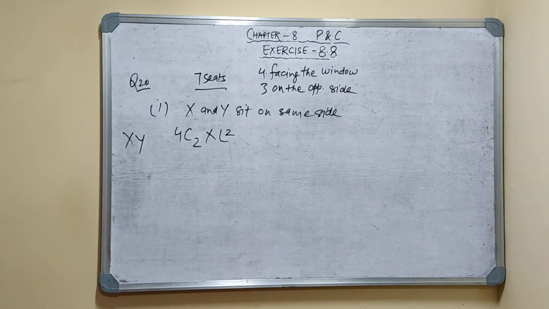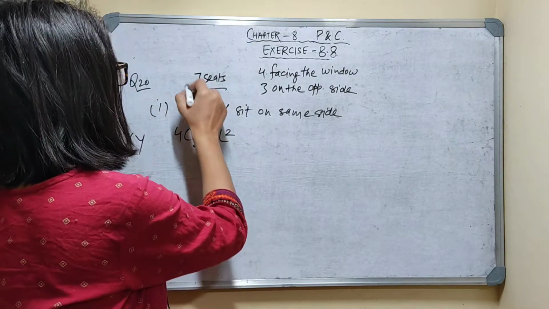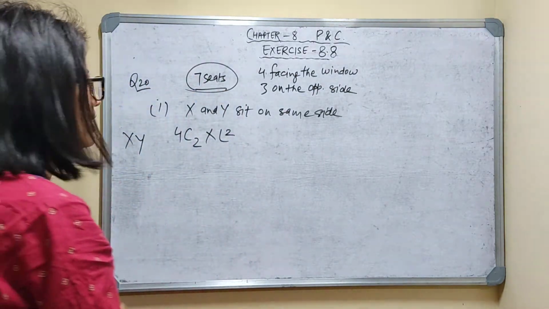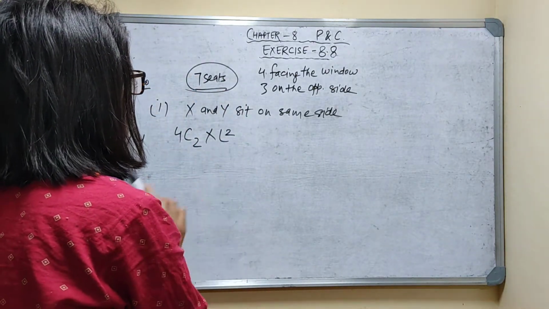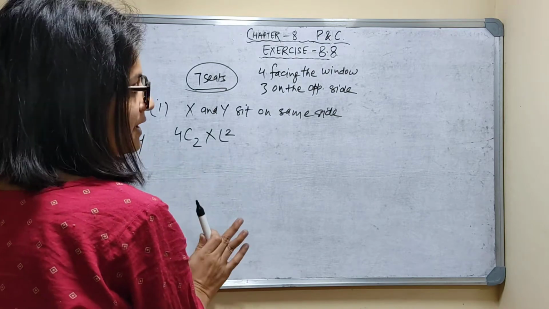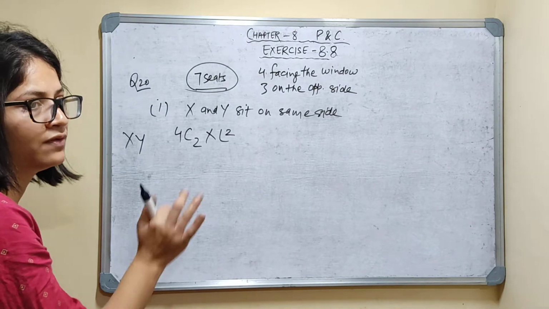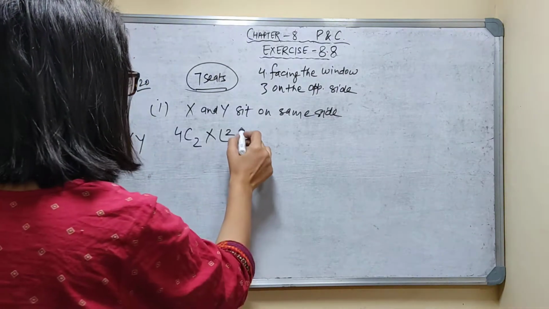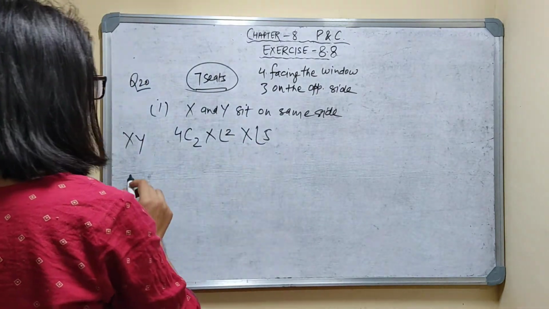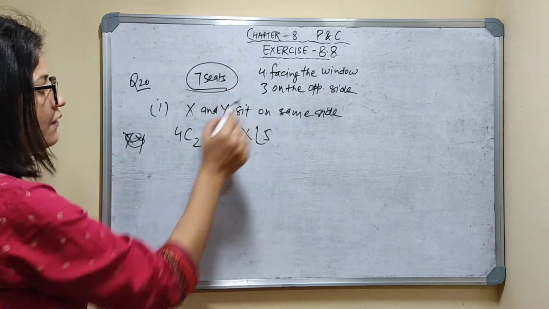Now, for the remaining 5, how many seating arrangements do we have to make? 4C2 into factorial 2 are already settled. Out of 7 seats, I have to fill 5 seats more, so that can be arranged in factorial 5 ways. Yes, when they are facing the window.